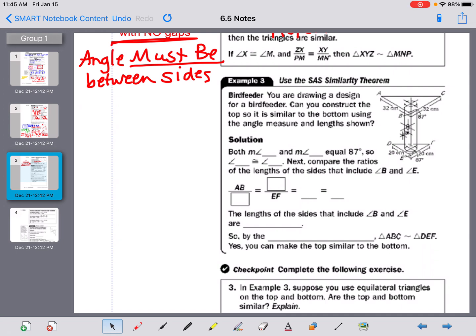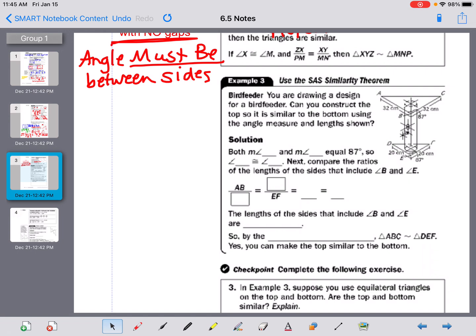Okay. You are drawing a design for a bird feeder. Can you construct the top so it is similar to the bottom using the angle measure and the length shown? So we're looking for some similar, or I should say proportional, sides, congruent angles, something like that.